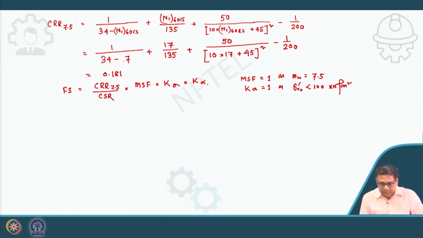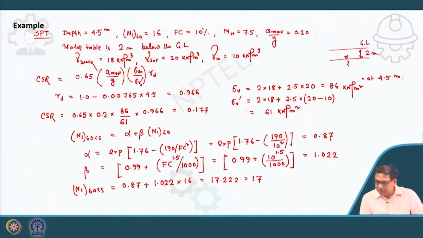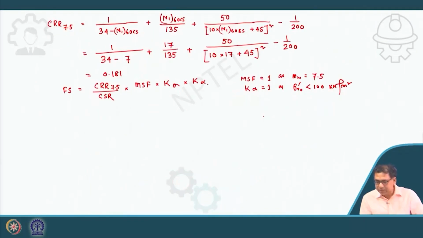You can see sigma V0 dash is 61, which is less than 100 kPa, so no correction is required. K alpha is also 1 because it is not a sloping ground, it is flat ground and no such loading is applied. We are checking it without any loading or structure, and it is not a sloping ground.